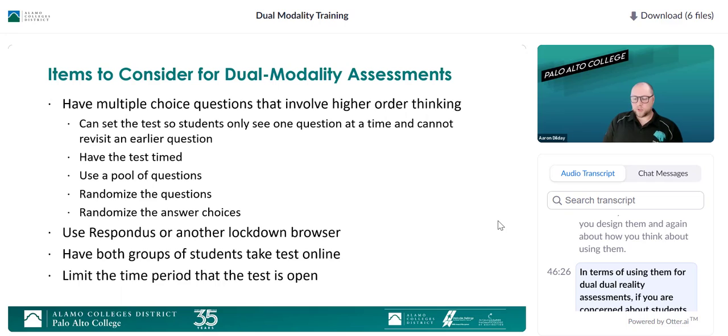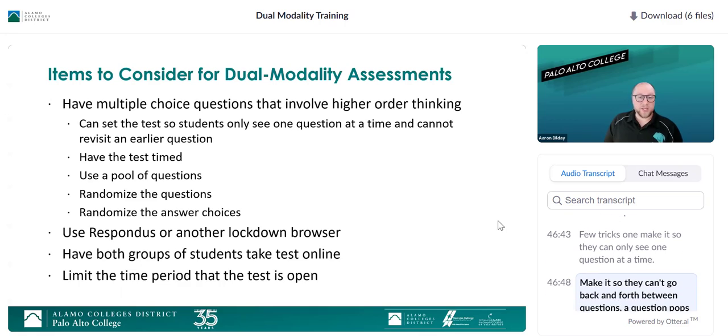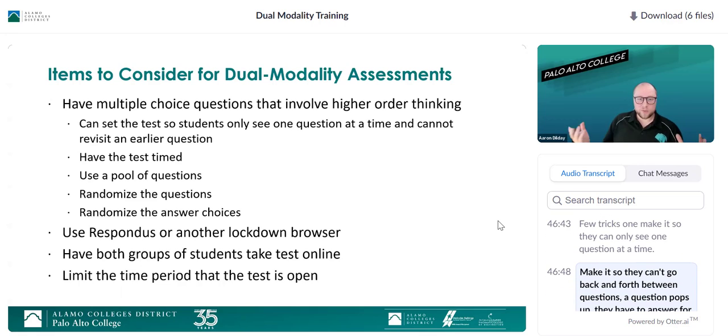In terms of using them for dual modality assessments, if you are concerned about students maybe borrowing their textbook for a minute during an exam, there are ways you can try to mitigate that usage of outside help. Few tricks. One, make it so they can only see one question at a time. Make it so they can't go back and forth between questions. A question pops up, they have to answer it before they can go on to the next one.